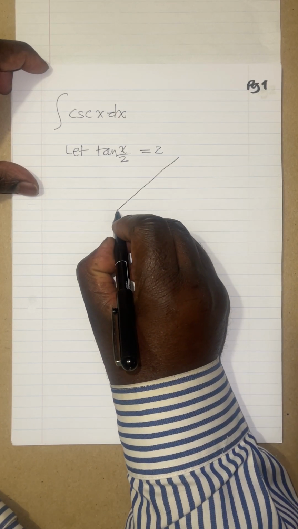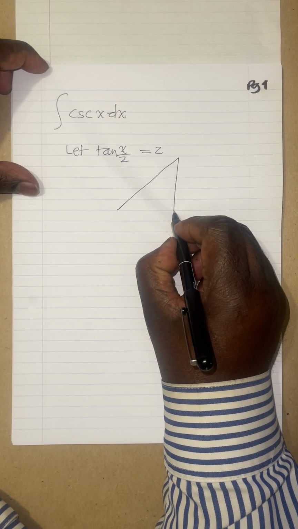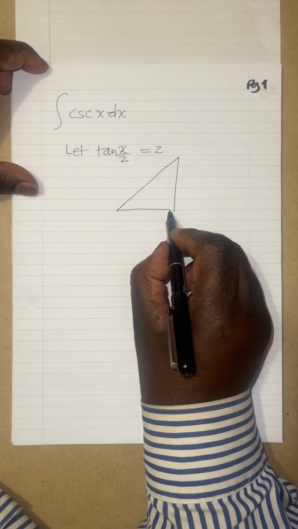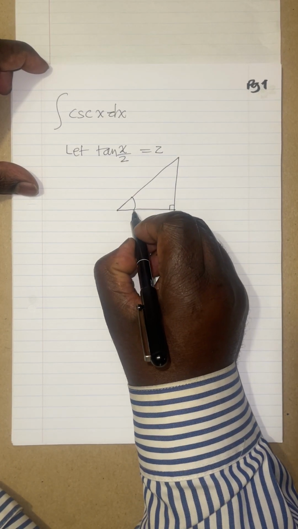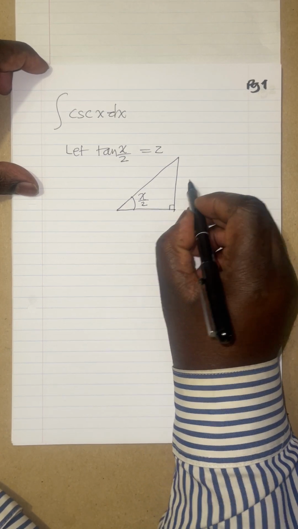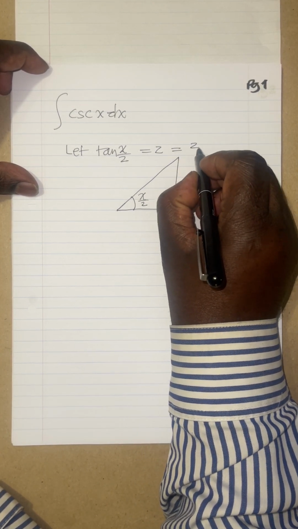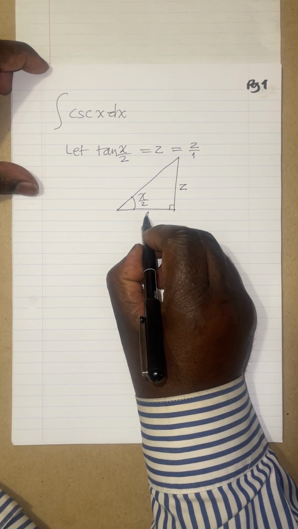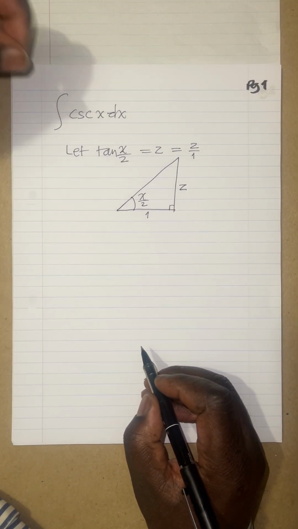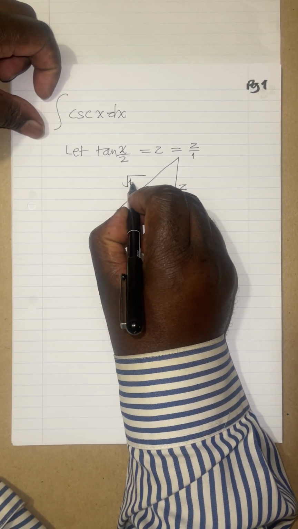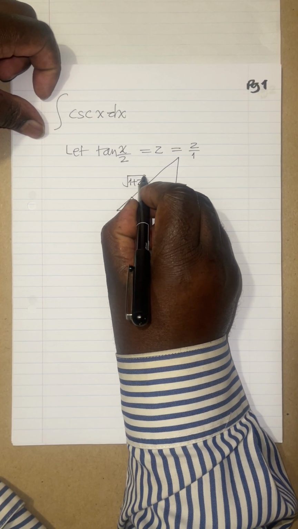Let's look at the right angle triangle where we define this angle x over 2. And if tangent of this one is z, we know that this is z over 1 basically, and so that means the opposite side over the adjacent side. By Pythagoras theorem, you'll agree with me that the hypotenuse is just 1 plus z squared, and we take square root of that.